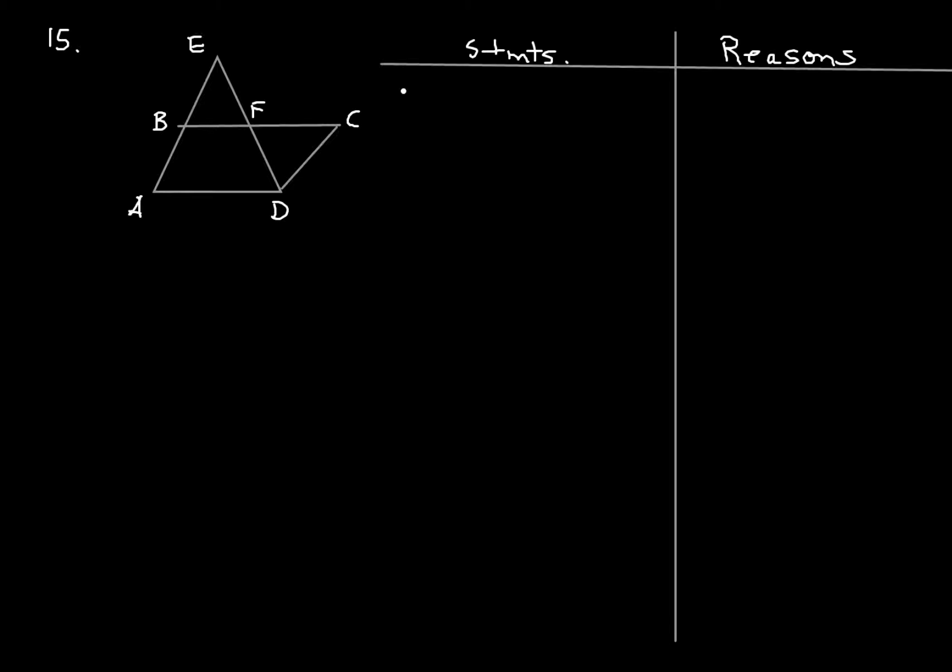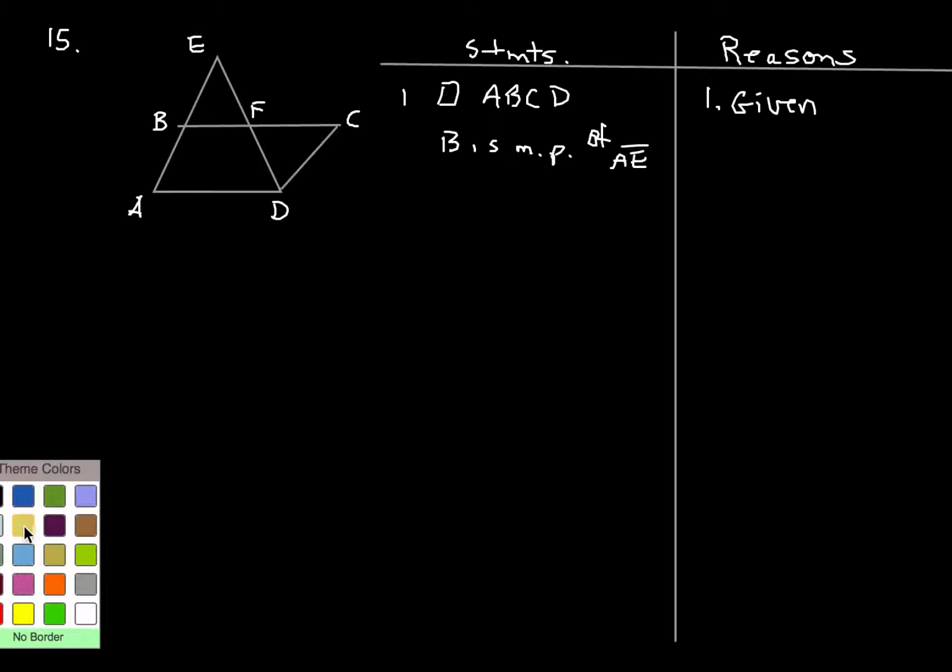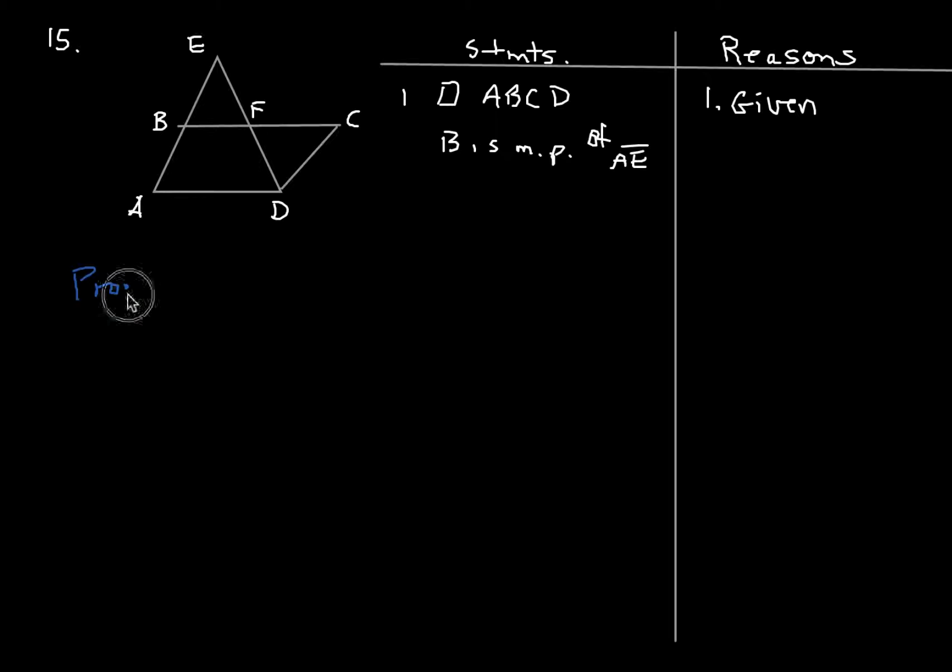We are given, I'm just going to write the given right in here. Oh, we're given a lot again. We're given parallelogram ABCD, and we're also given that B is the midpoint of AE. And that would be given. Okay, what are we going to prove? Let's figure that out. We're going to prove that EF is congruent to FD. So let's mark that in there. EF is congruent to FD. That's what we're trying to prove.